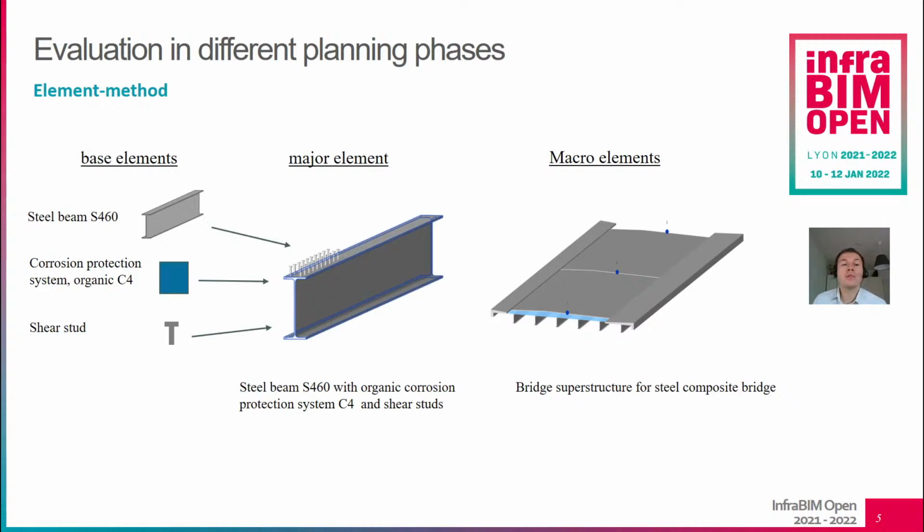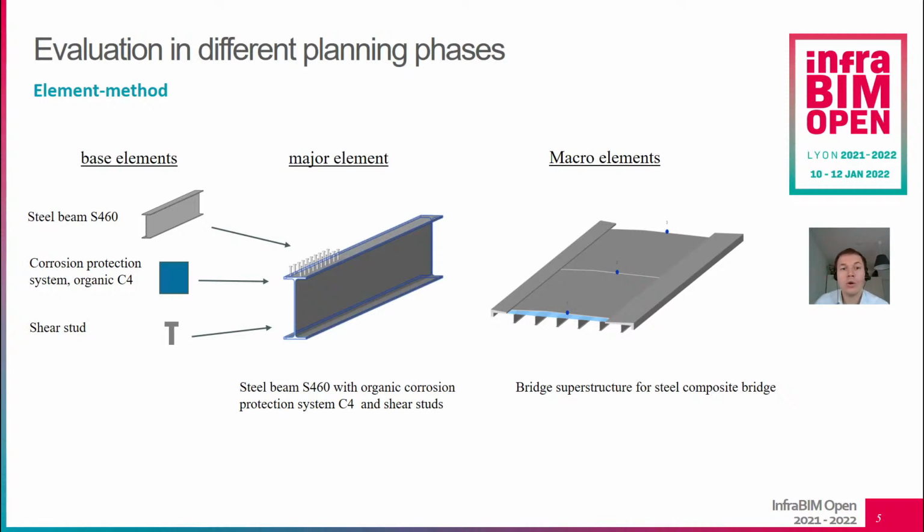Therefore, we worked with base, major, and macro elements. Base elements are the ones which we specifically pre-balance. For example, steel beam S460, corrosion protective system, organic coating C4, and shear studs. And then we combine these base elements to major elements, and all these base elements go into this major element with statistical shares. And these major elements can also be combined to macro elements.